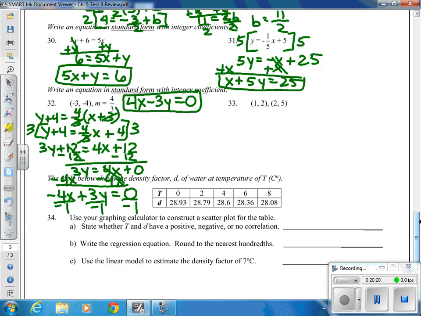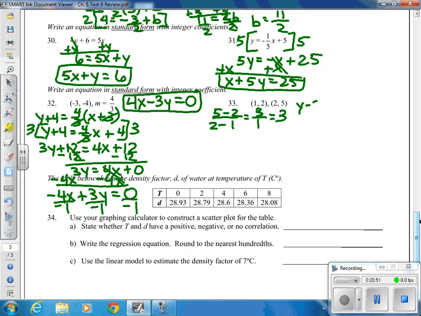For number 33, you have to start from scratch and find the slope and then proceed from there all the way to standard form. All right, so this takes the most work when all I give you is two ordered pairs. So 5 minus 2 over 2 minus 1. 5 minus 2 is 3. 2 minus 1 is 1. That gives me a slope of 3. Now use point slope or find the b, whichever one you prefer, and go from there. I'm going to use point slope, and we should all end up in the same spot for your answer as long as you're doing your math right.